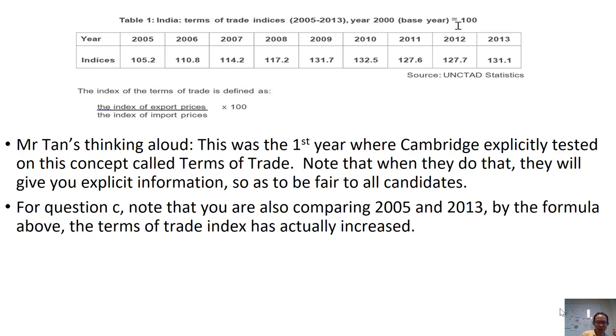So if you look back at question C part 1, you are comparing 2005 to 2013. If you look at the numbers, from 105.2 to 131.1, the terms of trade has actually increased. So question C part 1 will test you to suggest two ways in which this can increase. We will teach you how to answer as we go through the next video.